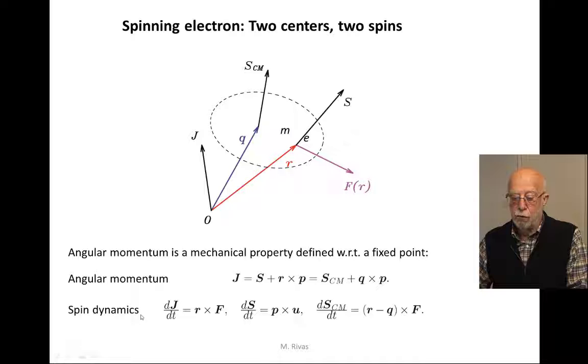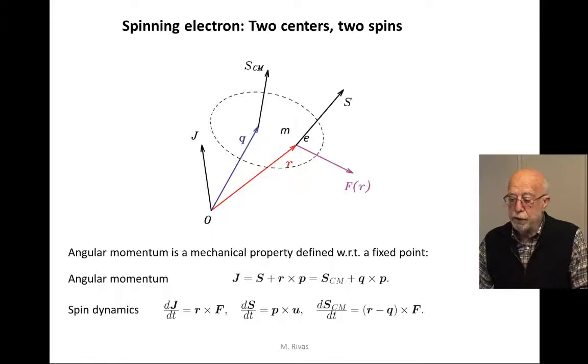Under this external force, the torque of this force with respect to the origin is the time derivative of the total angular momentum. Okay, the same thing happens with the center of mass spin. The torque of the external force with respect to this point is the time derivative of the center of mass spin. But the dynamics of the center of charge spin has nothing to do with the external force. This equation is independent of whether the electron is free or not.